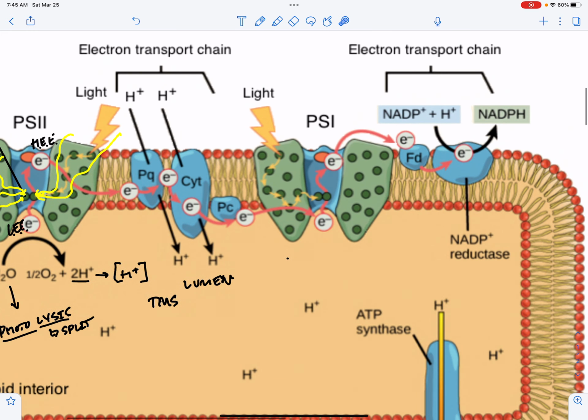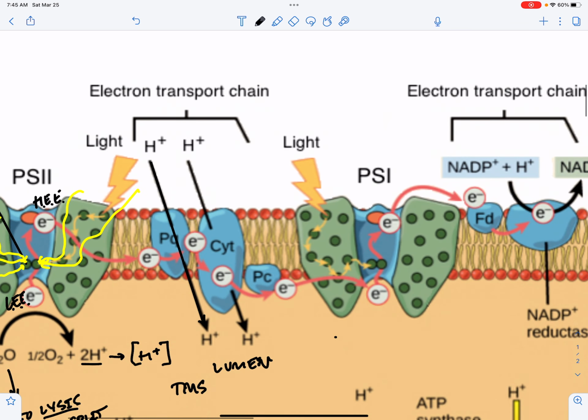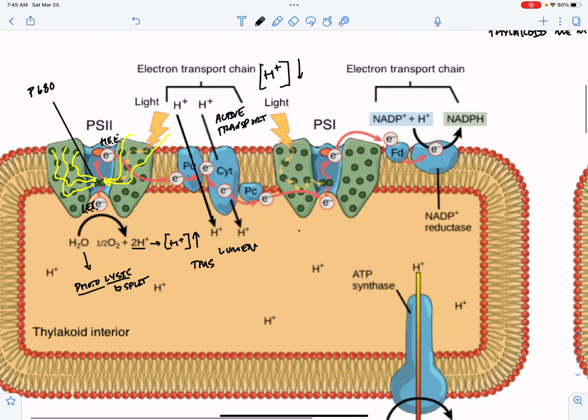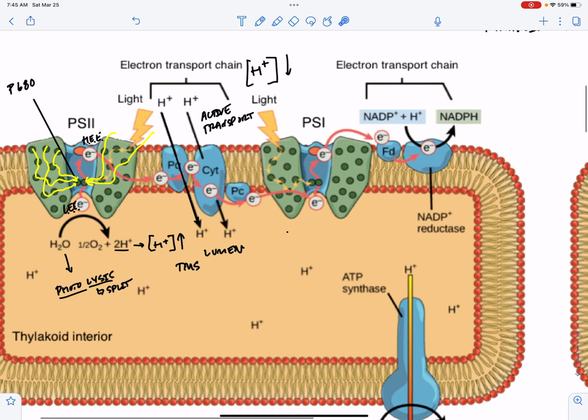That high energy electron is passed to an electron transport chain where it's going to use some of its energy in order to pump hydrogen across the thylakoid membrane. Remember, this is active transport, because relative to the inside, the hydrogen concentration out here is low, and the hydrogen concentration inside here is high. So this requires energy to pump hydrogen against its concentration into the thylakoid membrane.